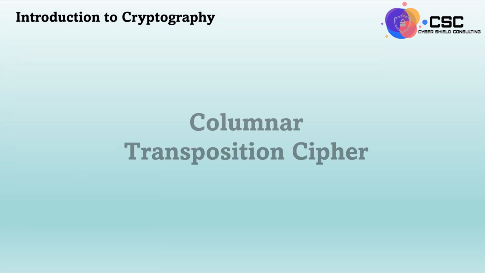Now let's explore another classic encryption method, the Columnar Transposition Cipher. Unlike substitution ciphers that replace letters, transposition ciphers work by rearranging the existing letters of the message in a structured way. The Columnar Transposition Cipher is one of the most well-known transposition methods used in cryptography. This cipher was widely used in historical military communications because it provides a simple yet effective way to obscure messages. By scrambling the order of the letters rather than replacing them, it makes decryption more challenging without the correct key.